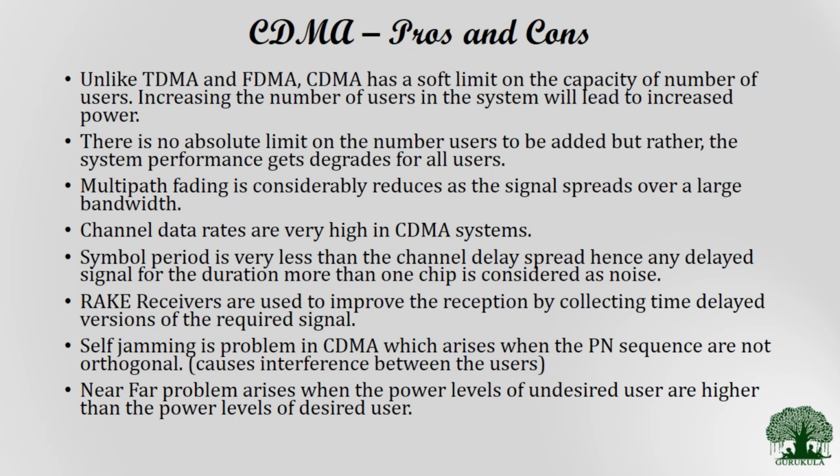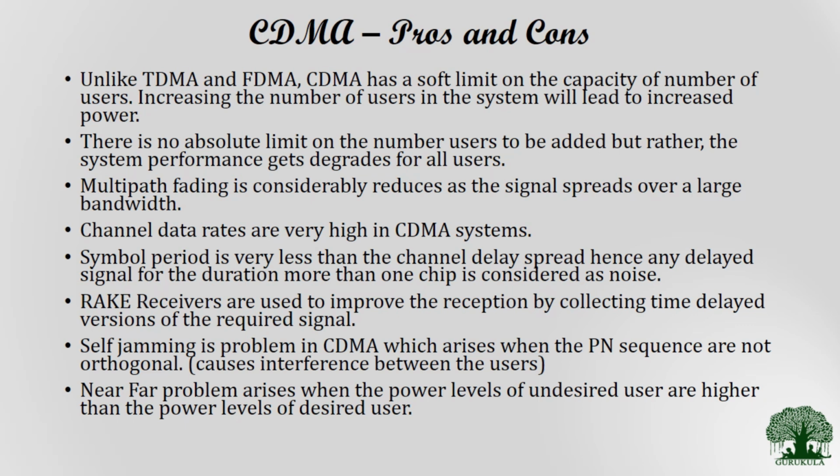There are certain pros and cons when comparing the CDMA technique. Unlike TDMA and FDMA, CDMA has a soft limit on the capacity of the number of users. You do not have any hard limit on the number of users that you can incorporate into the system. Increasing the number of users in the system will lead to increased power. The entire system power will go high, and if you are not putting any limit on the number of users, that will eventually degrade the performance of the entire system. That will affect the quality of service of the entire system.